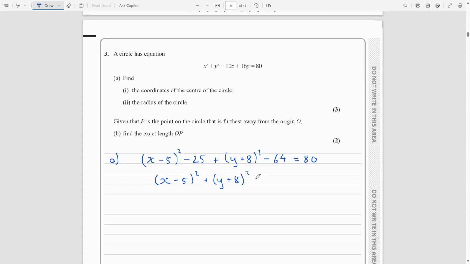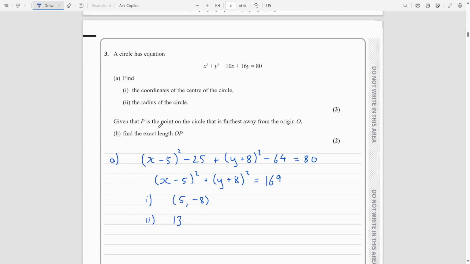Gather the squared terms over here and get everything else over onto the other side. So 80 plus 64 plus 25, and that's 169. And so the center of the circle is 5, negative 8. We get that by looking at this term in the negative and this term in the negative. And the radius of the circle, well, it's r squared over here, and the square root of 169 is 13.